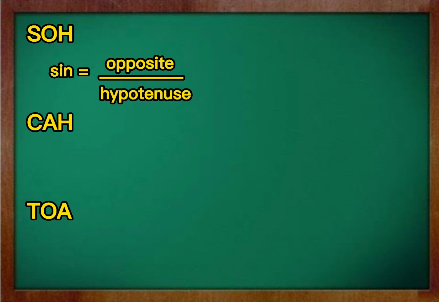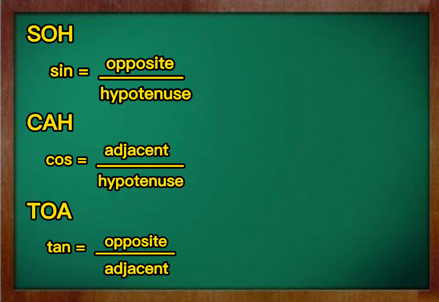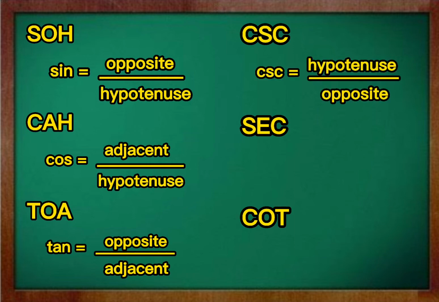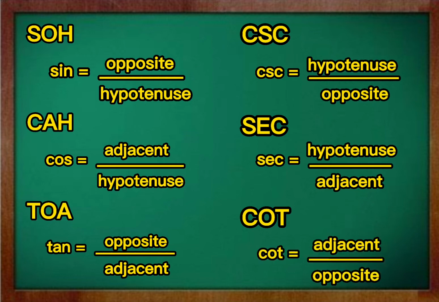Let's start with the trigonometric ratios that can be mastered through SOH-CAH-TOA, which means sine is equal to opposite over hypotenuse, cosine is equal to adjacent over hypotenuse, and tangent is equal to opposite over adjacent. In addition, the cosecant, which is 1 over sine, or the reciprocal of sine, which is hypotenuse over opposite. Next, the secant, which is the reciprocal of cosine, that's hypotenuse over adjacent. And lastly, the cotangent, which is the reciprocal of tangent, adjacent over the opposite.